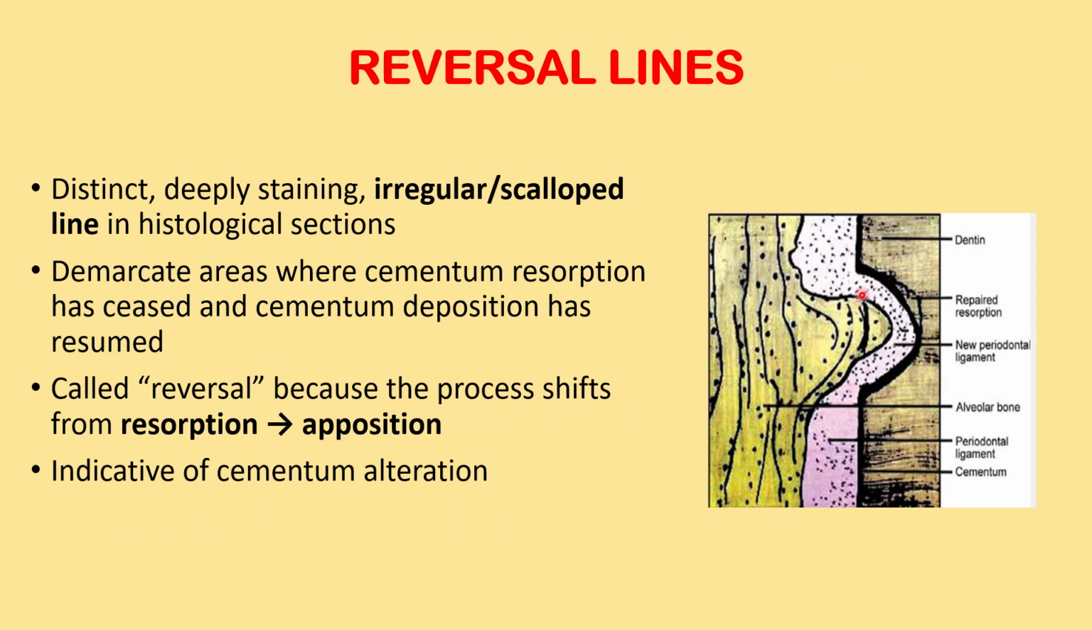Now let's talk about reversal lines. It is a feature you will often see in the histologic sections of cementum. These lines appear as distinct, deeply staining, irregular or scalloped lines. They are called reversal lines because there is a clear shift in the activity from resorption to apposition. This indicates that cementum was altered due to some trauma, pressure, inflammation, or any kind of pathological stimulus, and then the cementum healed.